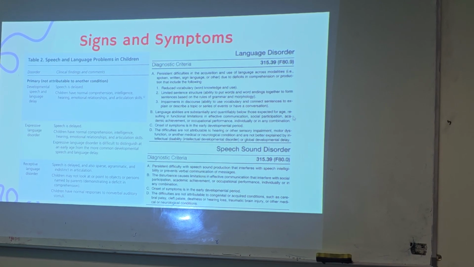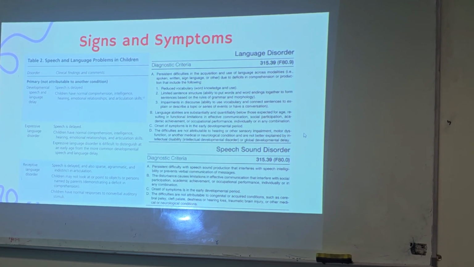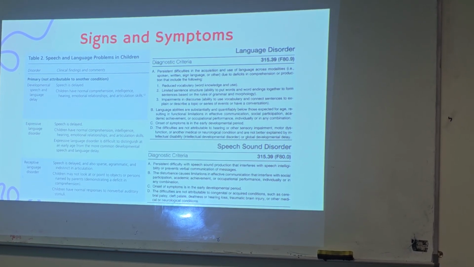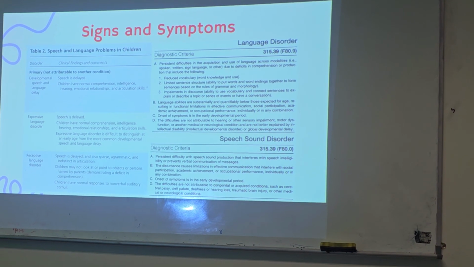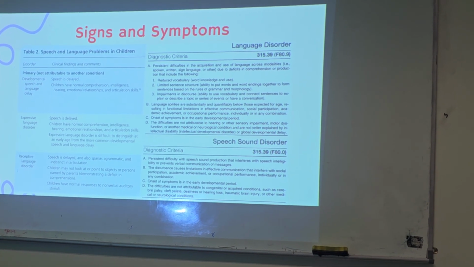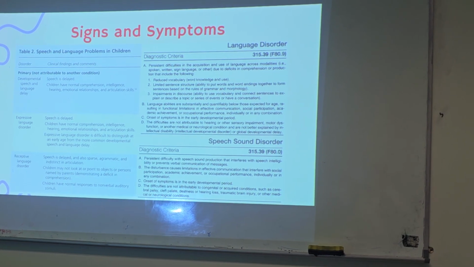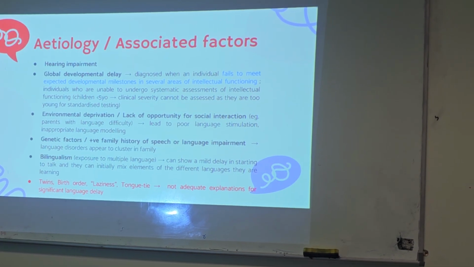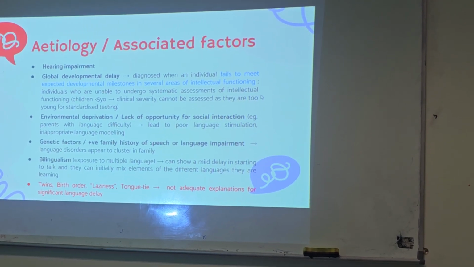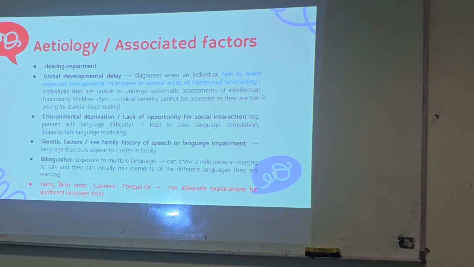I won't go through all the diagnostic criteria. You can just read through. And the other one is global developmental delay. Basically, many children with global developmental delay will go on to have intellectual disability. Global developmental delay is when 2 or more skills, such as motor skill and speech skill, are below the achievement expected for your age.